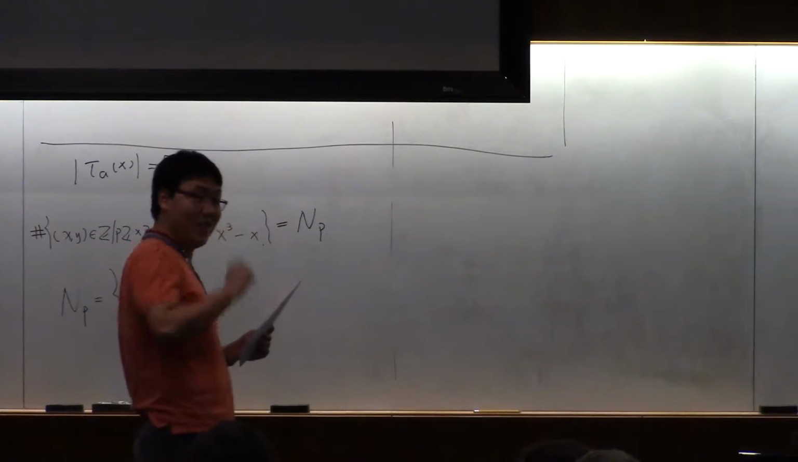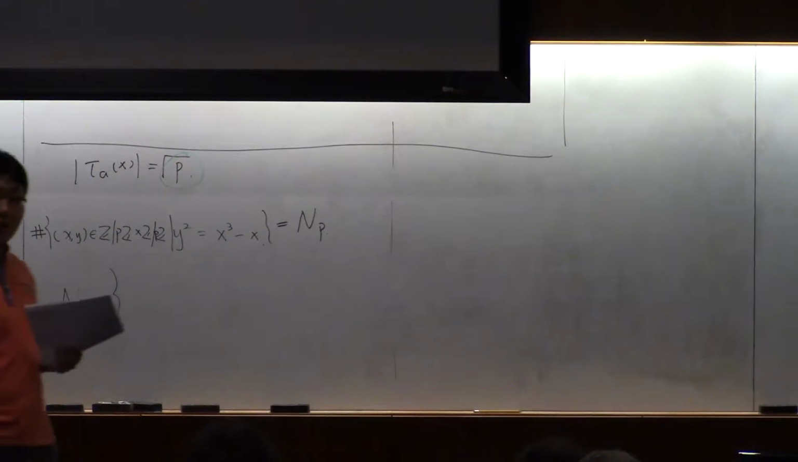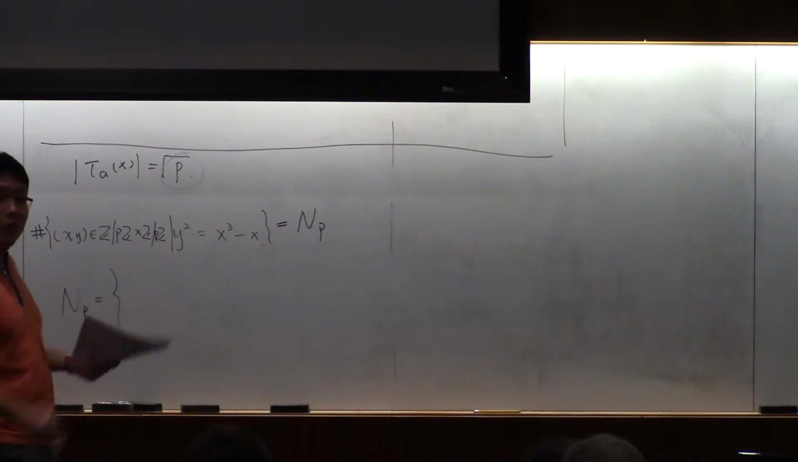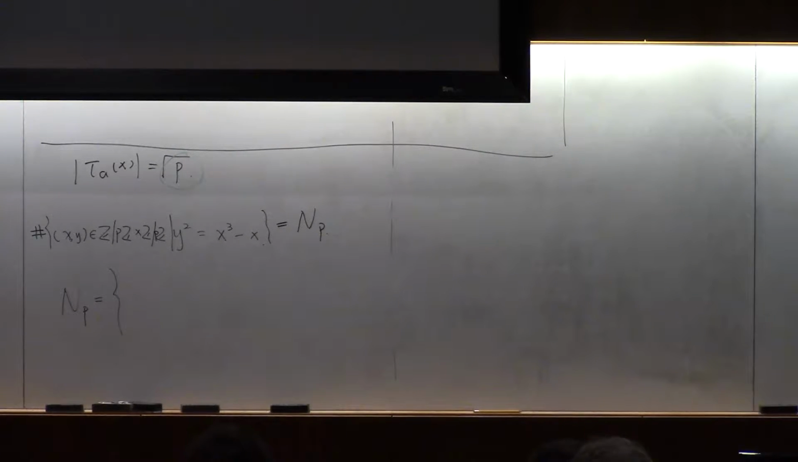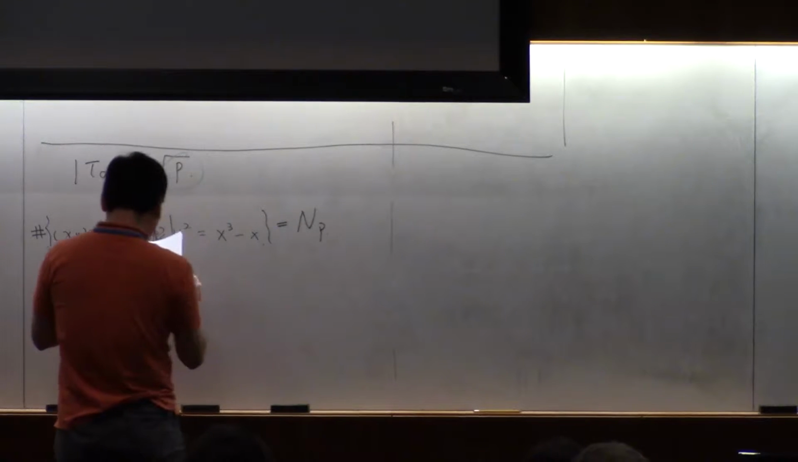1 plus p minus a_p, but what is a_p? There's no p in this equation. Is it the sum over x in F_p of 1 plus the Legendre symbol of x cubed minus x? Yes, that's what I'm going to talk about. But you know, you cannot compute the Legendre symbol directly, right? So actually, this number depends on the prime number p.